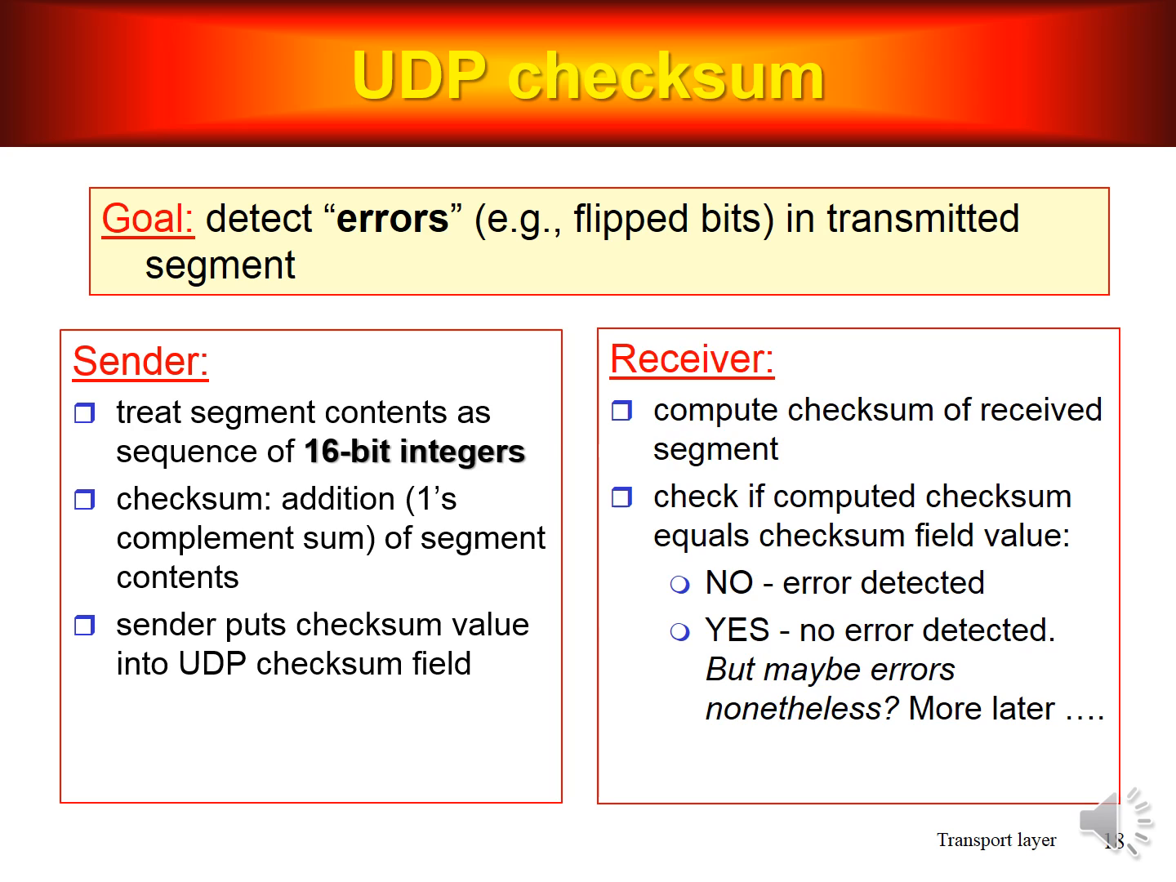The UDP checksum detects errors, flipped bits, in the transmitted segment. The sender treats segment contents as a sequence of 16-bit integers. The checksum adds the one's complement of the segment contents. The sender puts the checksum value into the UDP checksum field. The receiver computes the checksum of the received segment and checks whether the computed checksum equals the checksum field value. If not equal, an error is detected. If equal, no error is detected, but maybe there are errors.